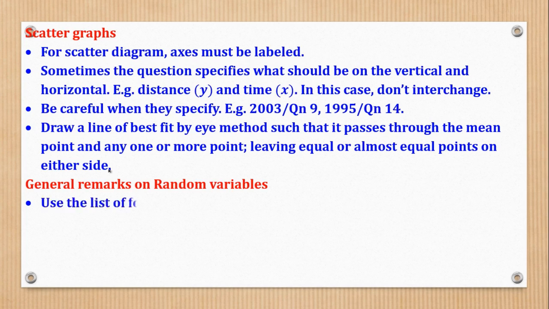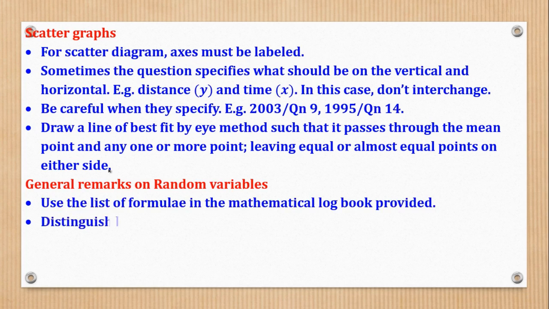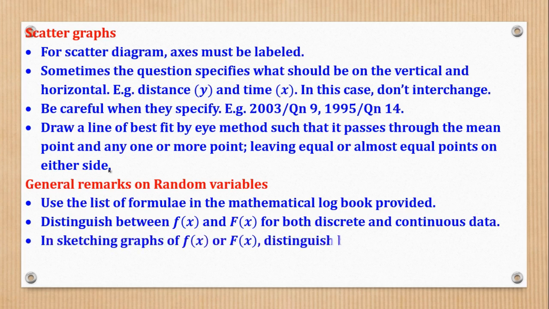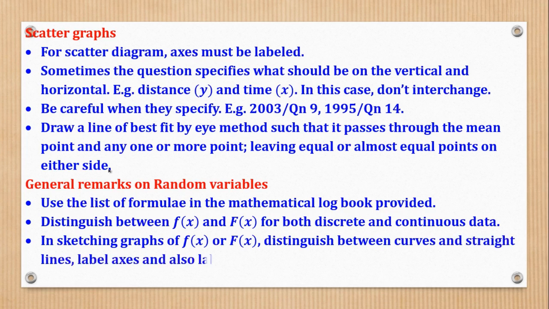When you go to random variables, I'm just giving highlights. The list of formulae in the math logbook must be used. Then you should be able to distinguish between PDF and CDF for both discrete and continuous. And also sketching graphs, distinguish between curves and lines. You should know that a curve is drawn by freehand, and a straight line is drawn by a ruler. So you should be able to distinguish, and remember to label each curve.